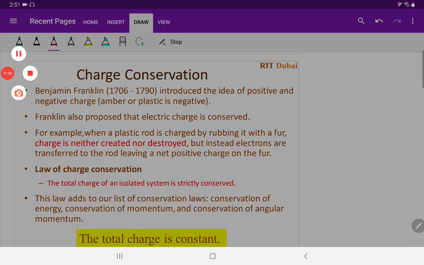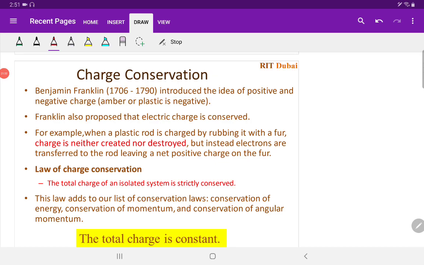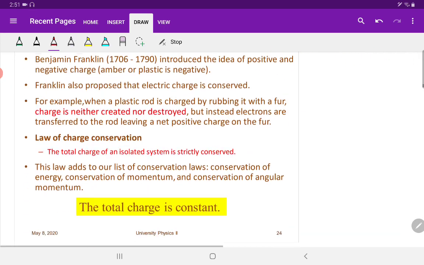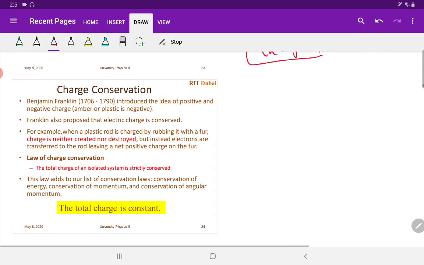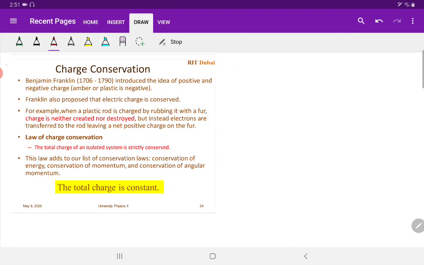Okay, let's stop at this point here. In the next part, we'll talk more about the charge, and we'll also talk more about the properties of a material.